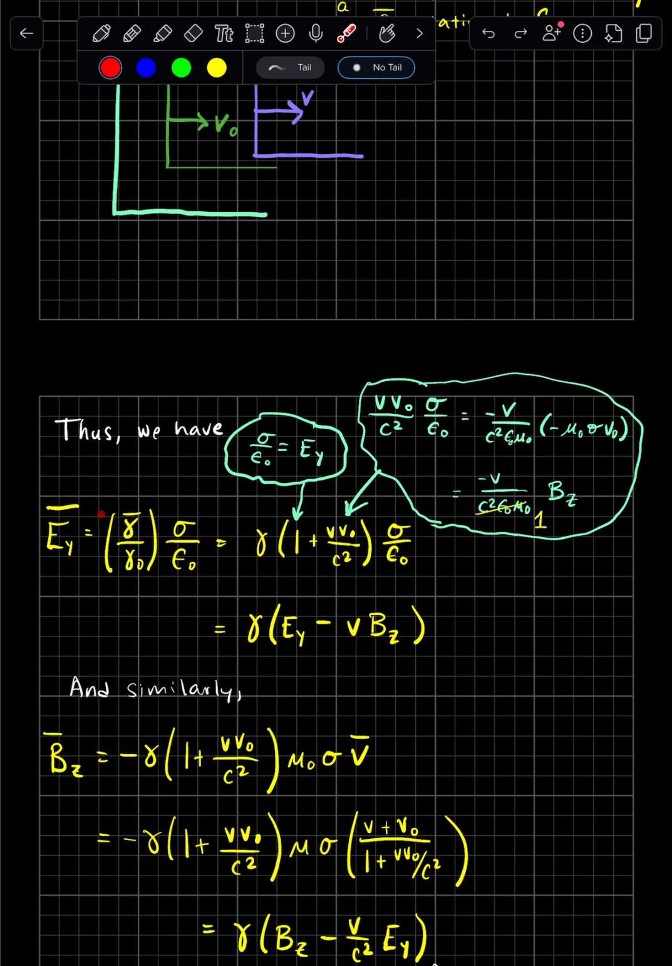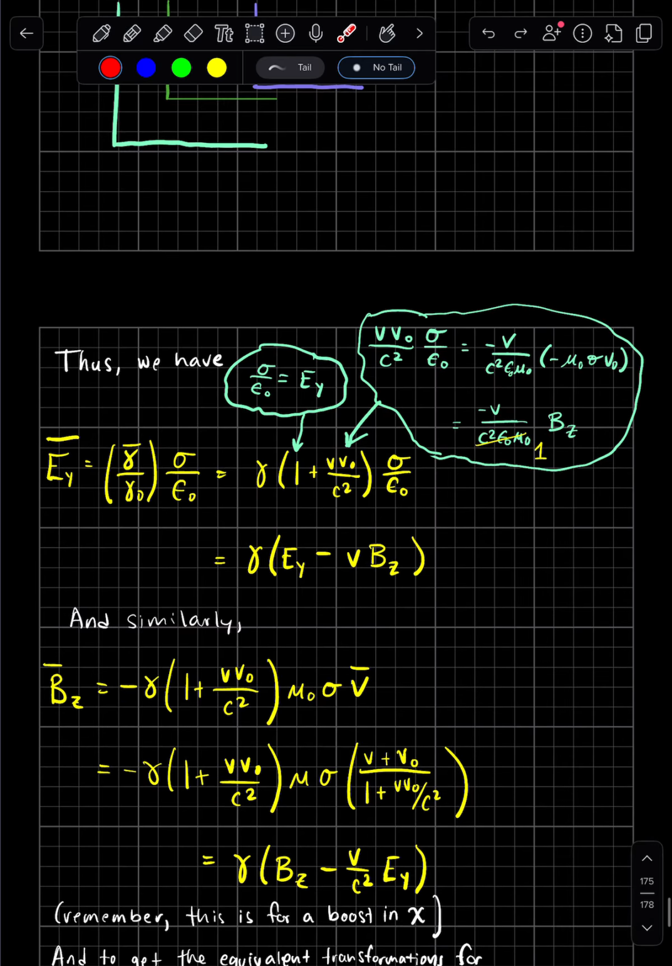So we have that the electric field in frame S bar is equal to gamma times the y component of the electric field in S plus v times the magnetic field in the z direction. Okay, so we can rewrite this, and voila, we have our expression that shows how EY bar is transformed.